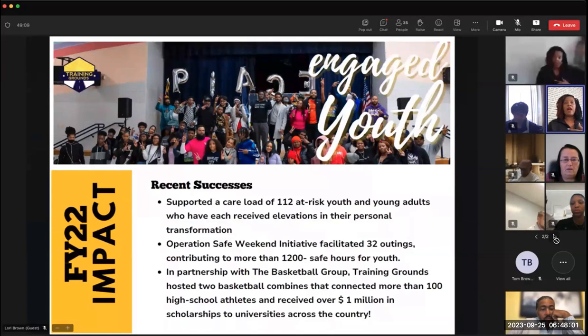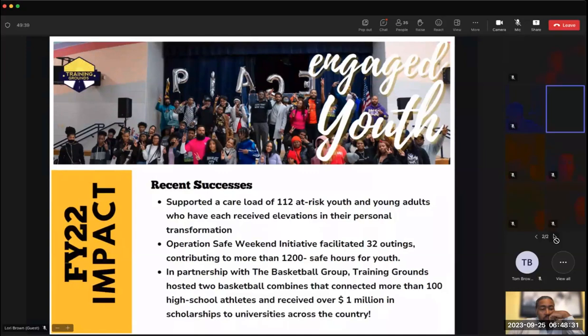So within Operation Safe Weekend, we secured resources to take the young people out of the community and immerse them in experiences that expose them to other realities of life. So last year, we created 32 outings for our group of young people to participate in. And this contributed to more than 1,200 safe hours for young people in our targeted communities.